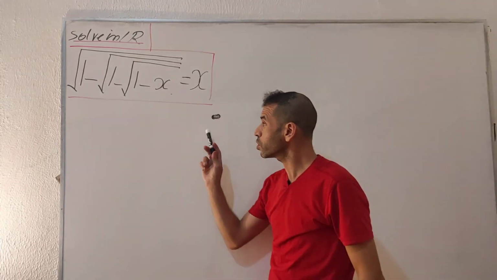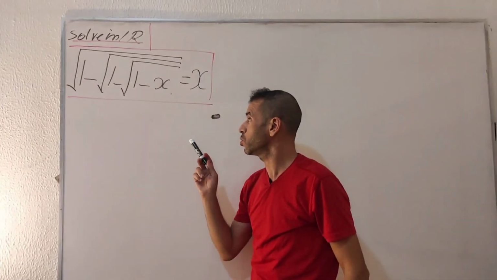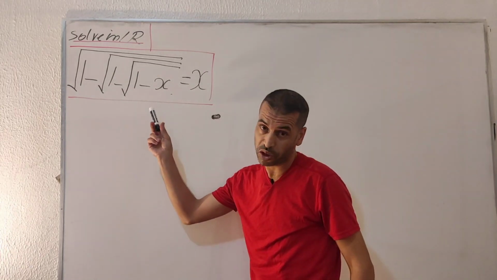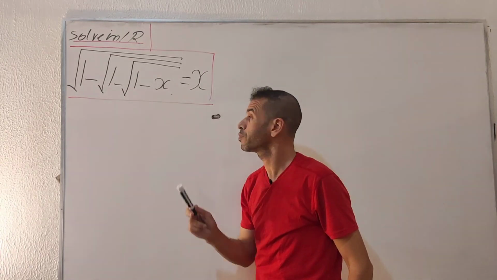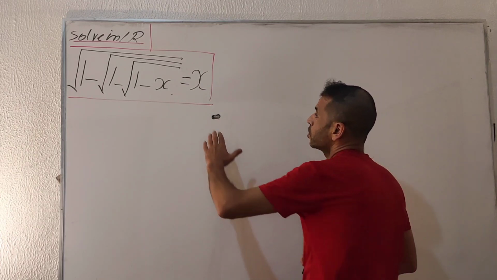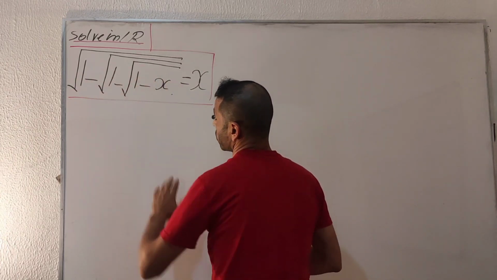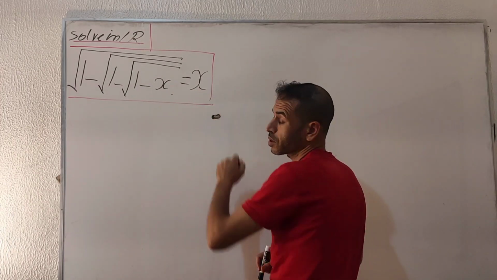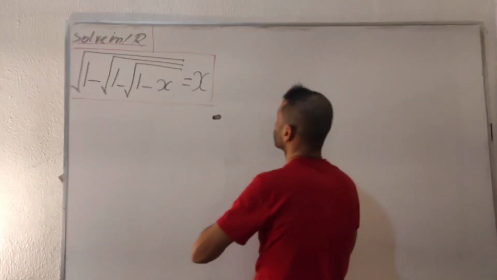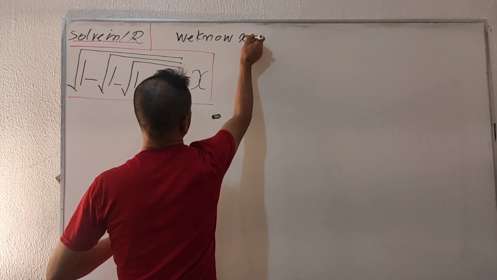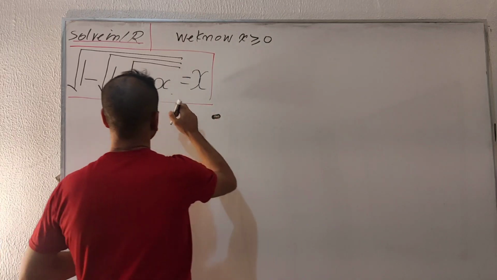Before we start working on this one, we are going to determine the domain first, because we have a lot of restrictions here. We cannot work without it. The first condition: we know that a square root is always greater than or equal to 0, which means x must be non-negative. So we know x must be greater than or equal to 0.